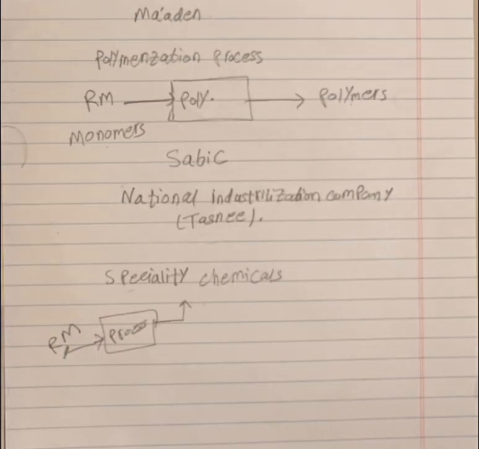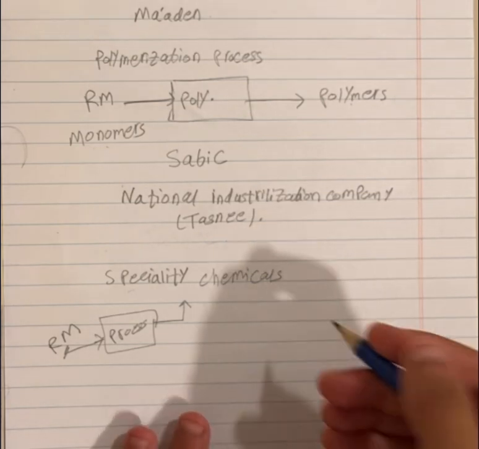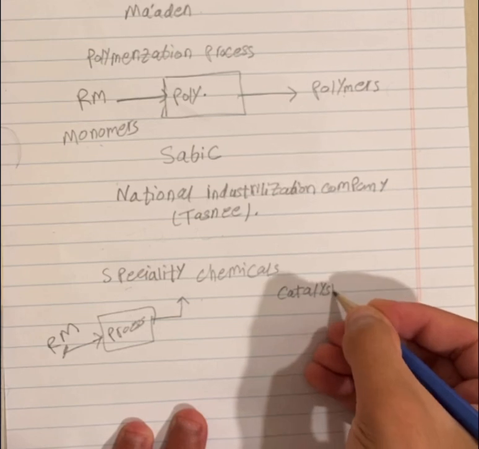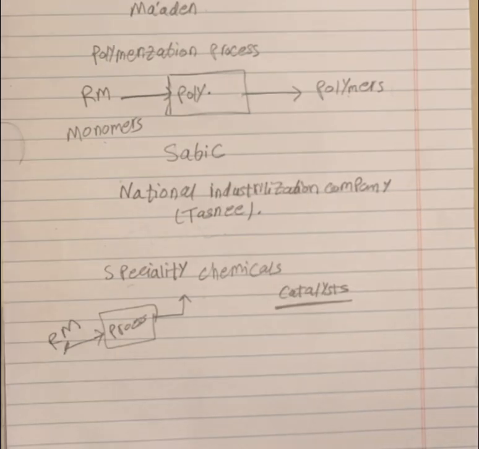When I say specialty chemicals, I mainly refer to a very important term, catalysts, because they help speed the reaction. Use it if it is necessary. If the reaction is fast without any addition of catalyst, then don't use it, because it will not be economically advantageous. But they are used whenever we have a slow reaction.